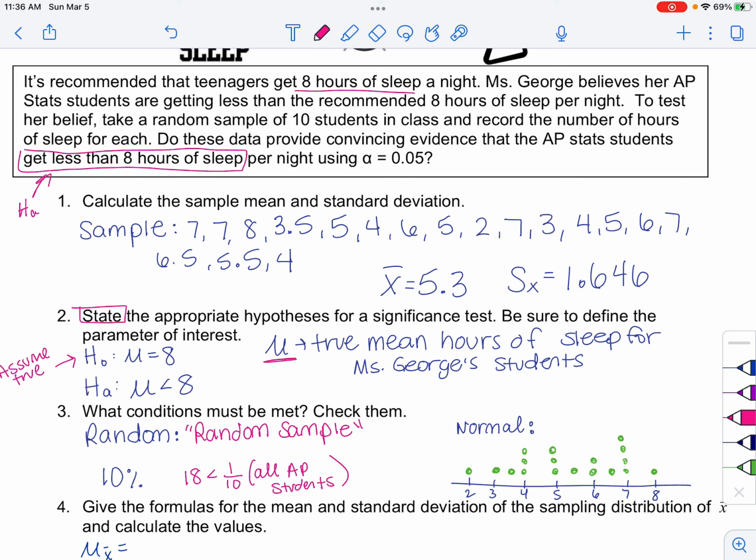And then lastly, normal. We do not know that the population is normal. We do not have a sample size of 30 or more. So we have to just look at the sample data. I've already plotted it right here in a dot plot. It doesn't have a heavy skew. Maybe you could argue that it's starting to look a little bit skewed, but it's not an obvious, very strong skew. So because the sample has no strong skew, we are good to go.